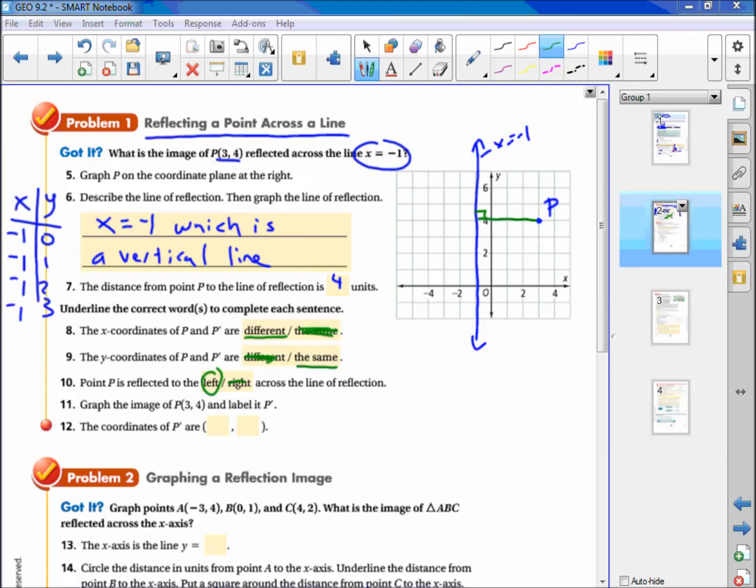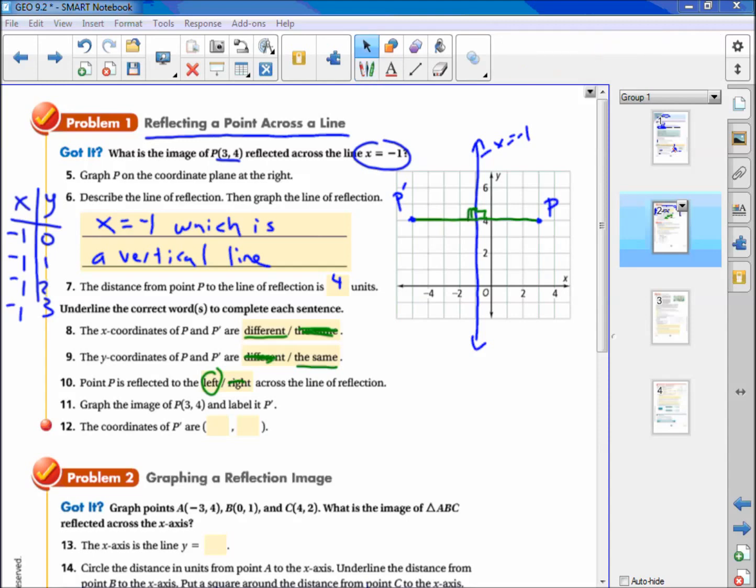All right, so we know that we need to make this the same distance. So 1, 2, 3, 4. So here's where P prime is going to be. My P is on the right, and the image P prime is going to be on the left. It's still going to form a right angle. And make that a little better.